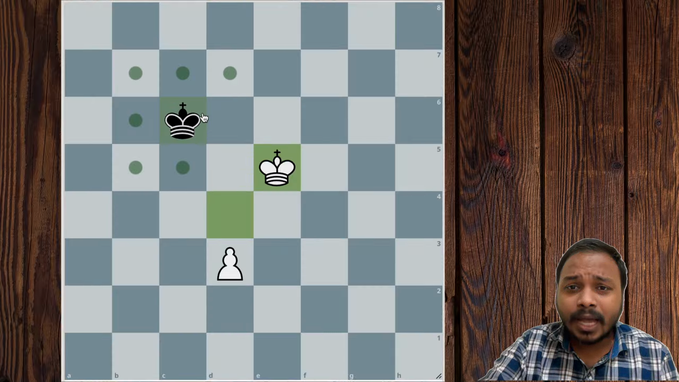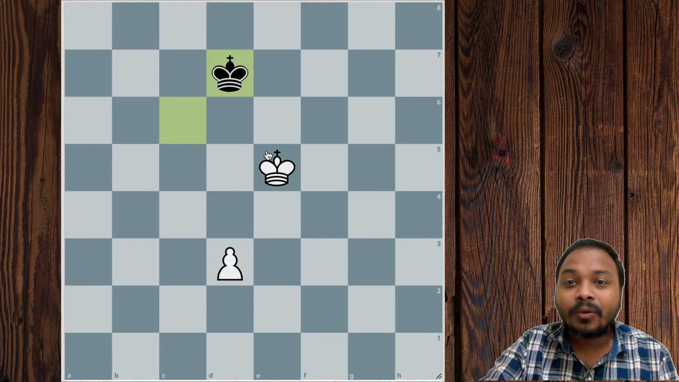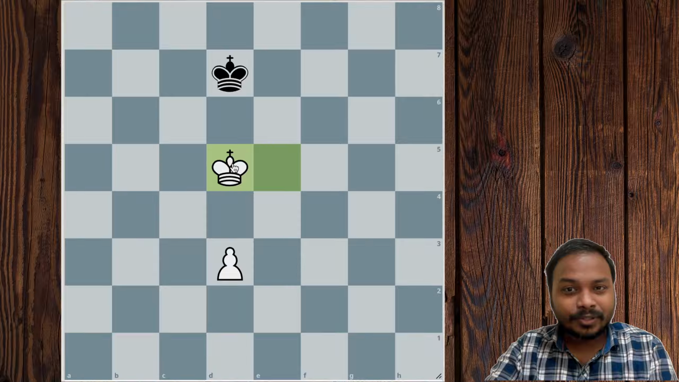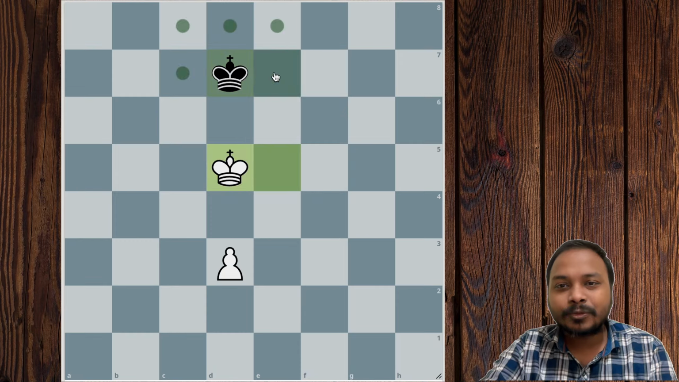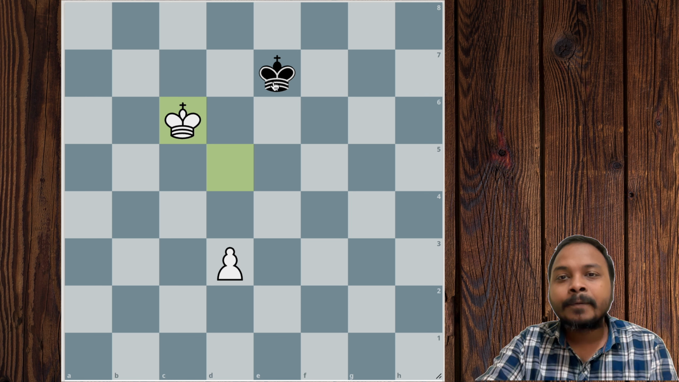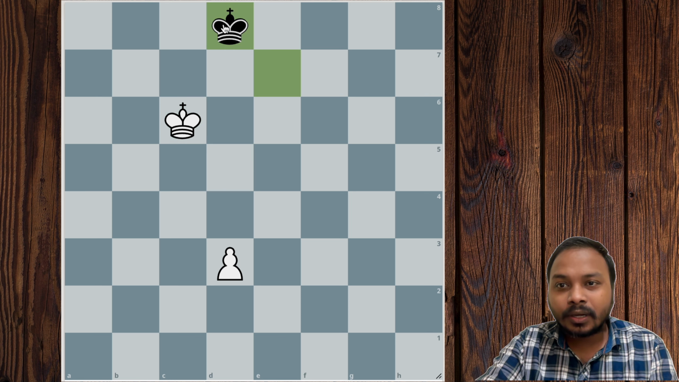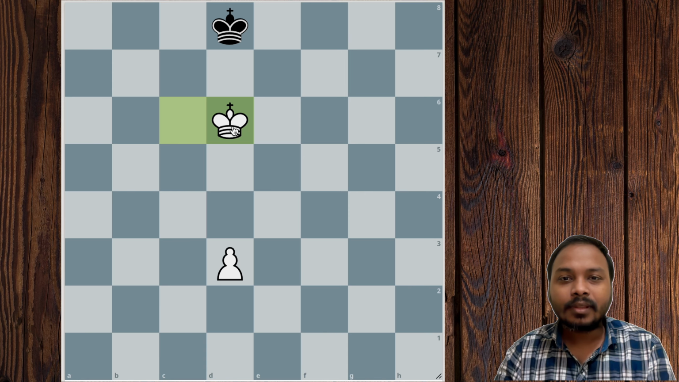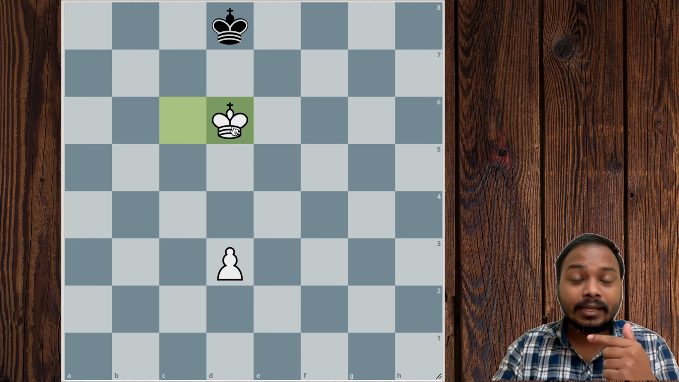King goes back. Now king to d5. White is taking the position. King moves here to e7. King to c6. King moves to d8, and king moves to d6. So once again, white is taking the opposition.